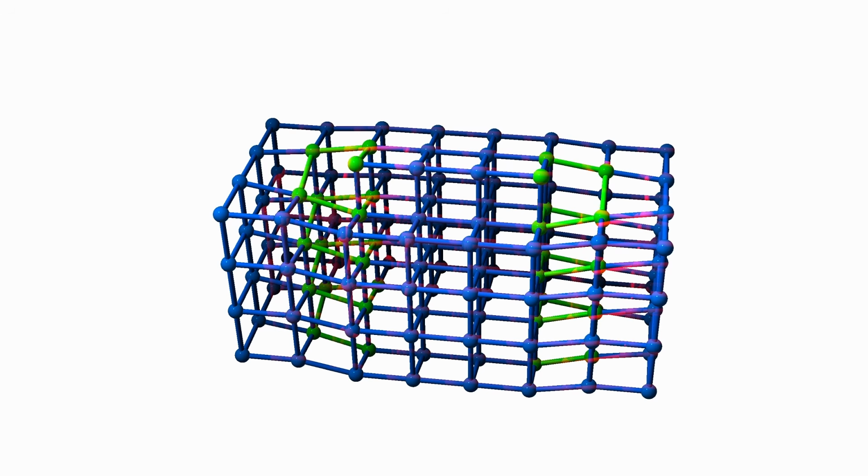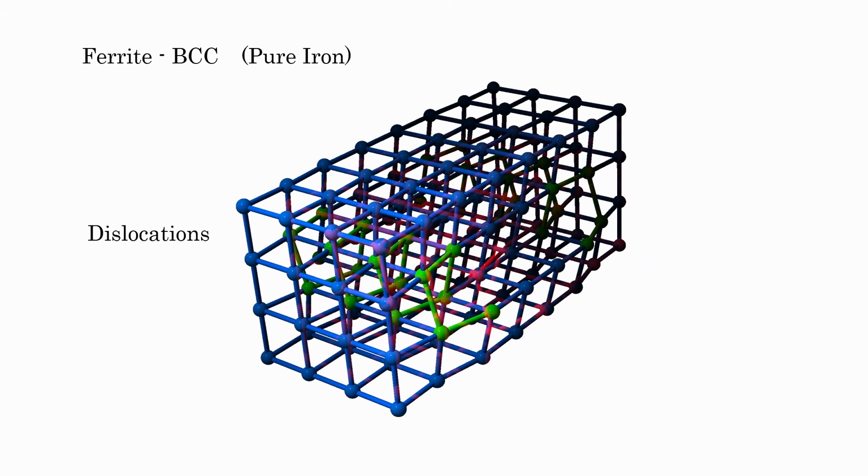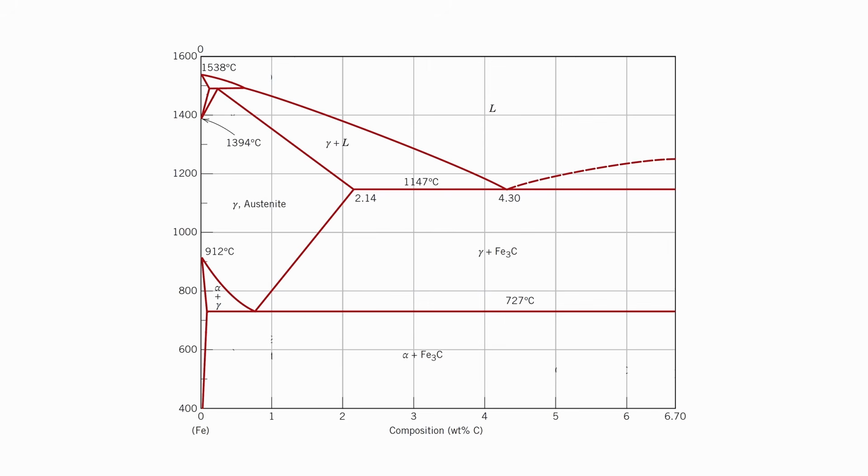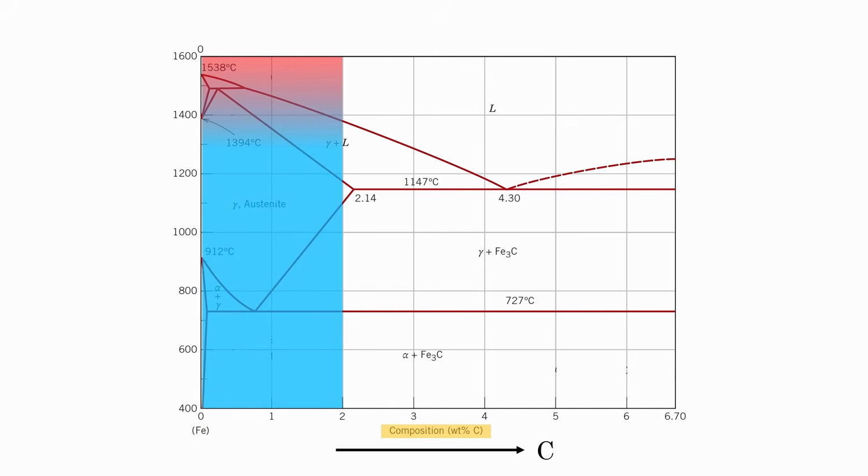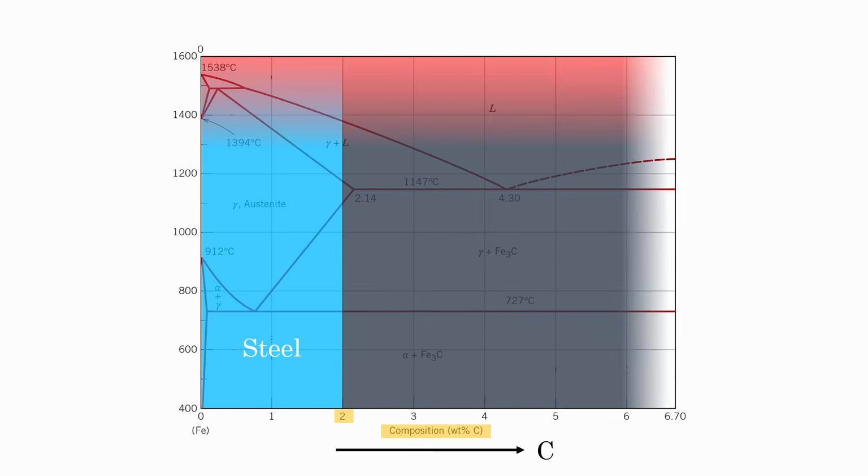And the ferrite BCC iron has few slip systems, and dislocations move very easily. Because of this, pure iron is very soft. It's ductile and very weak. Magic happens when we add carbon to the pure iron. On this iron carbon phase diagram, the x-axis shows the carbon percentage by weight. Carbon up to 2.06% is called steel. If the carbon is more than 2.06%, it becomes cast iron.